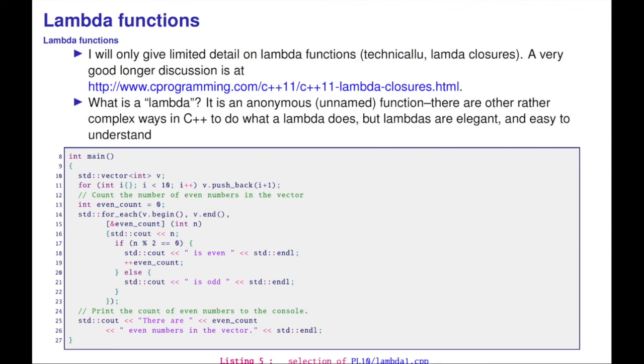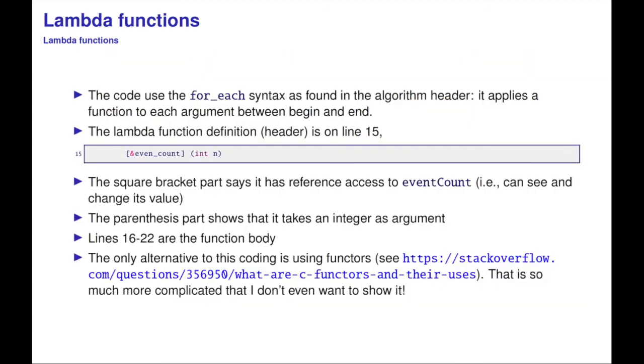There are other ways of doing this as well within the algorithm class, but this is if you do it yourself. The code uses the for each syntax, which can also be found in the algorithm header. It applies a function to each argument between begin and end, which are the first two arguments. The lambda function definition is on line 15, right? Essentially it has the square bracket, which starts off, and even count, so it's an anonymous function, it's unnamed at the moment. The square bracket part says it has reference access to even count. I can see it changes value. The parenthesis part shows that it can take an integer as an argument, and then we've got some function body.